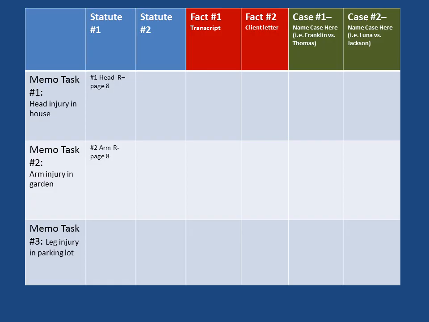The third issue was leg injury in parking lot. Along the horizontal axis, you want to list all the information from the file. Your file is going to contain 2 parts. It's going to have a library and it's going to have a file. The library is going to contain your statute and the cases. The file is going to contain various information specific to your case.